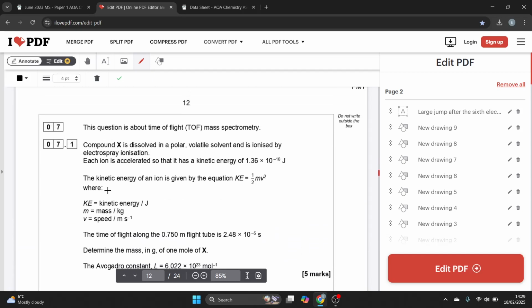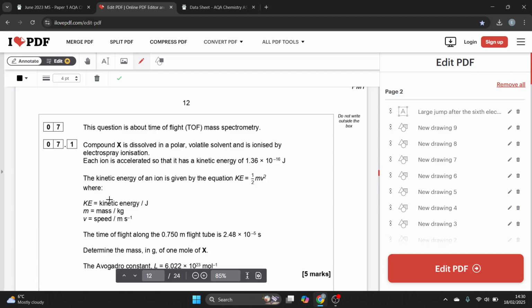Then it says compound X is dissolved in a polar volatile solvent and is ionized by electrospray ionization. Each ion is accelerated, so that is the kinetic energy of that. Kinetic energy is given by the equation, and the time of flight along this long flight tube is used to determine the mass of 1 mole of X. That's all it wants. So what I'm going to have to do is find out the mass in kilograms, then convert into grams, and then I want the mass of 1 mole, then times by Avogadro's constant.